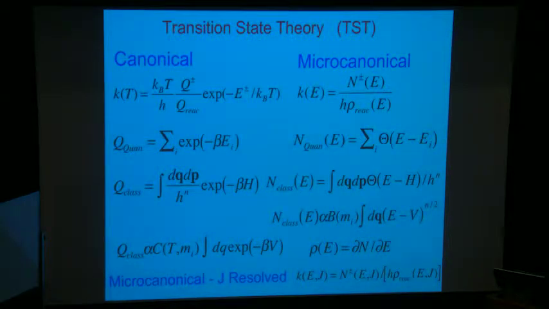You should, I hope, be used to partition functions from whatever stat thermal class you've had. These are just the same partition functions you will have learned about in those classes. So you know the ordinary definition of a quantum partition function is just the sum over all the energy levels. You may not be so familiar with classical partition functions, but classical partition functions just get written as phase space integrals over coordinate and momentum of the Boltzmann factor. And then there's this normalization factor of Planck's constant to power n.